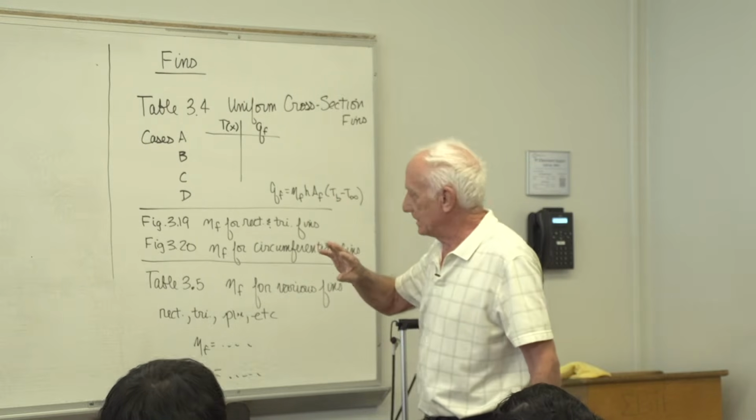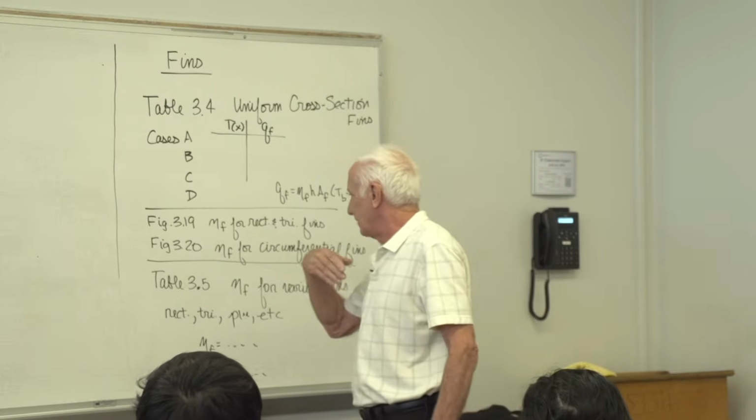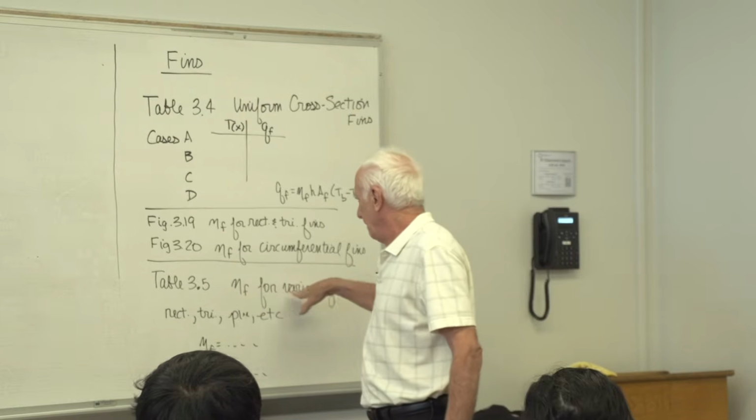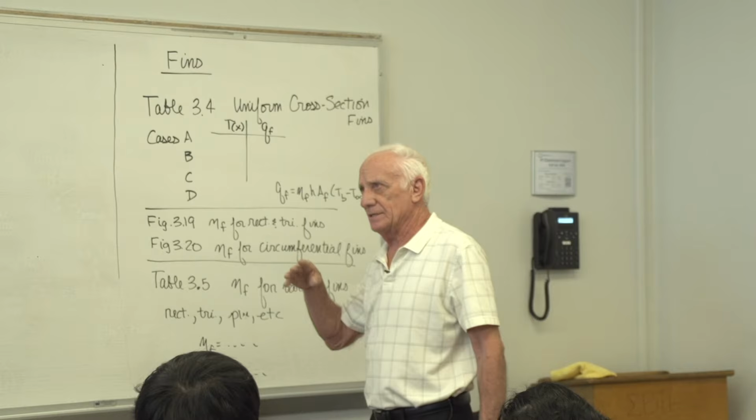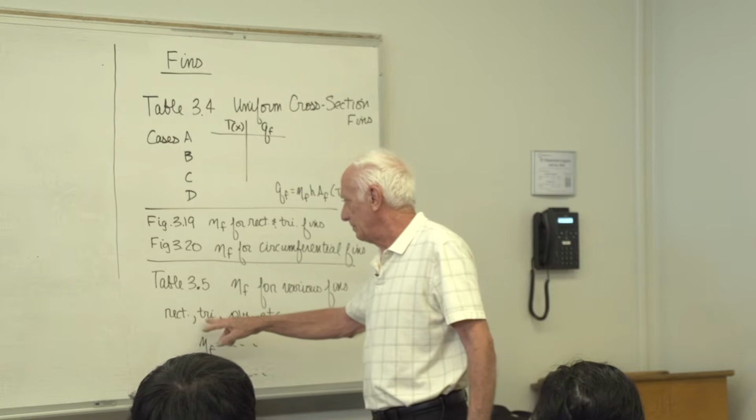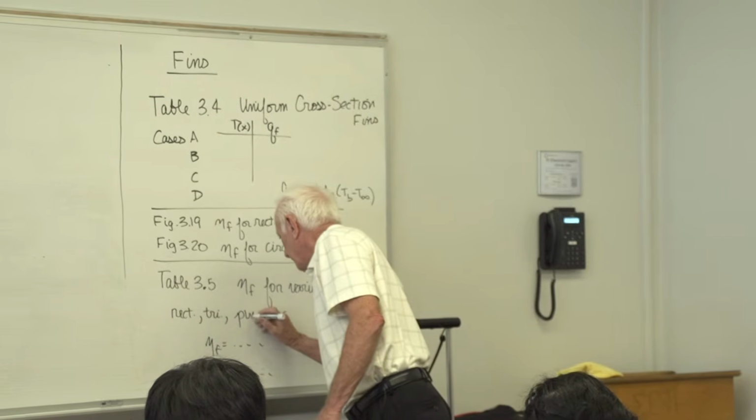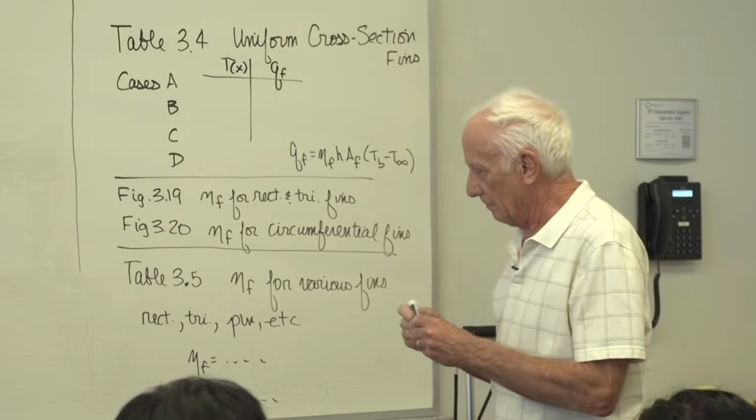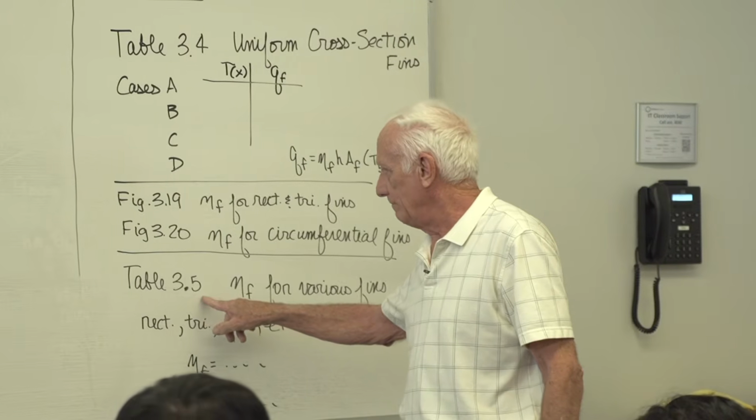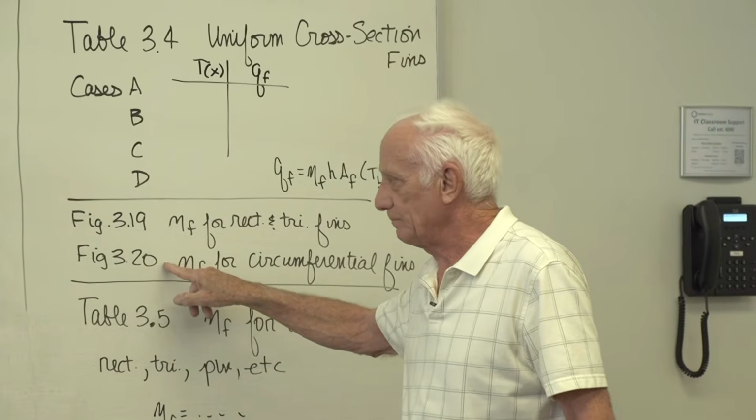We didn't discuss it last time, but we also have Table 3.5 as a possibility. Table 3.5 gives you the actual equations rather than a graph. It gives you the equations for different fin geometries. There's, I think, 7 or 8 cases in there. For instance, there's an equation for rectangular fins, triangular fins, pin fins, circumferential fins. So there's various equations given. So if you want the equation for the fin efficiency, Table 3.5. You want to read the graph for fin efficiencies, Figure 3.19 or 3.20.